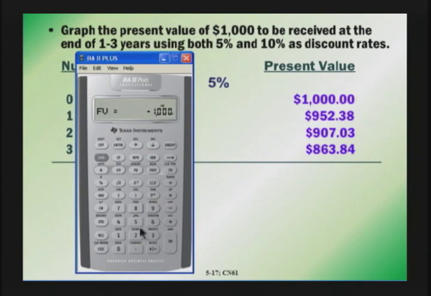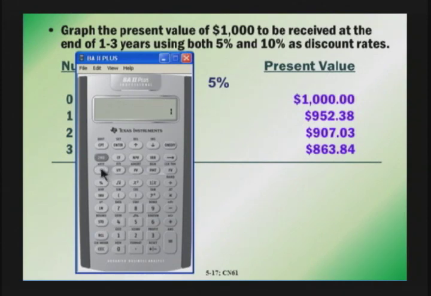I'm going to discount initially at 5%, 5 I/Y, and I'll discount initially for 0 periods. Well, we know when there's 0 periods involved, the present value and the future value are going to be the same. Again, as a double check, I can put in 0 in the payment key there, and then I'll compute my present value, and I do get the same $1,000 as my future value is, because there's no time elapsing.